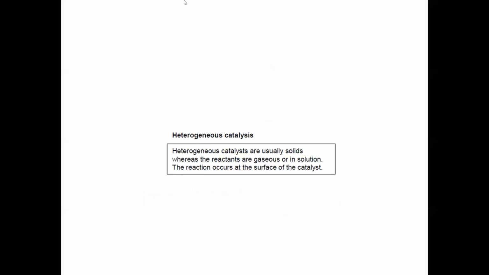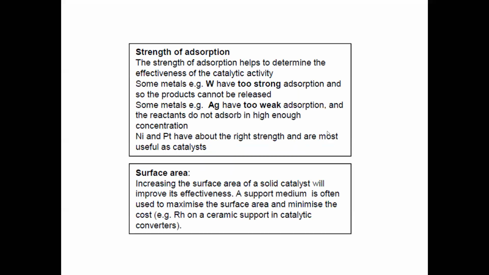When selecting a catalyst, we have to check its absorption power. If the absorption power is too high, a reaction may occur, but the product cannot be released when it forms, because the attraction is too strong. If the absorption is too weak, then we need a greater concentration of reactant to carry out the reaction. So nickel and platinum have the right strength, and they are the most useful as catalysts.